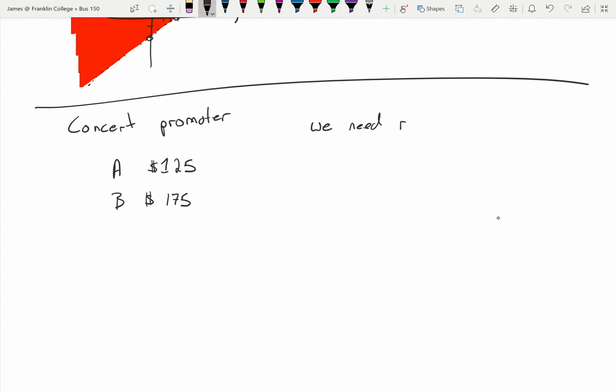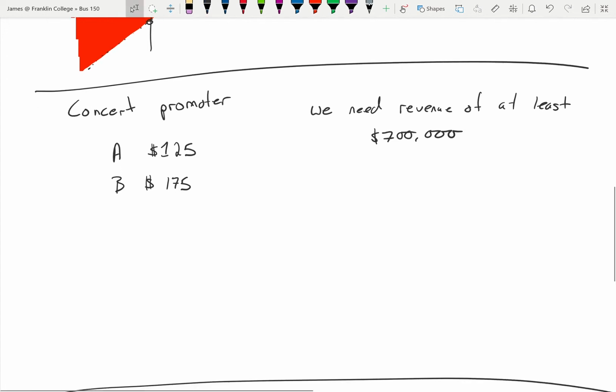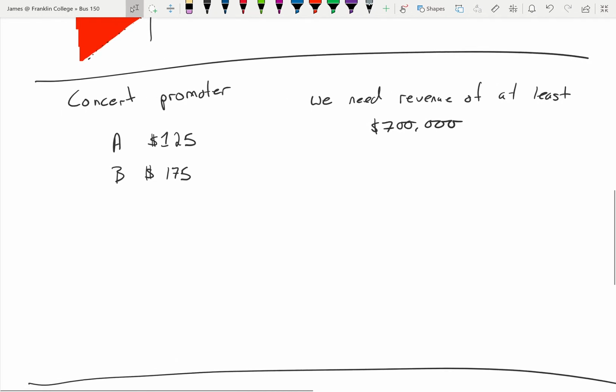We need revenue of at least $700,000. Alright, and now we're going to have to draw a linear inequality that represents the solution set.